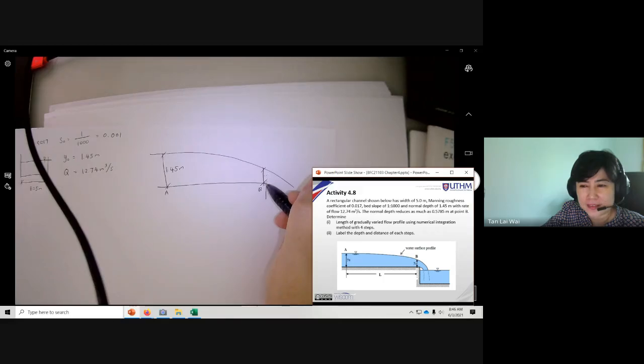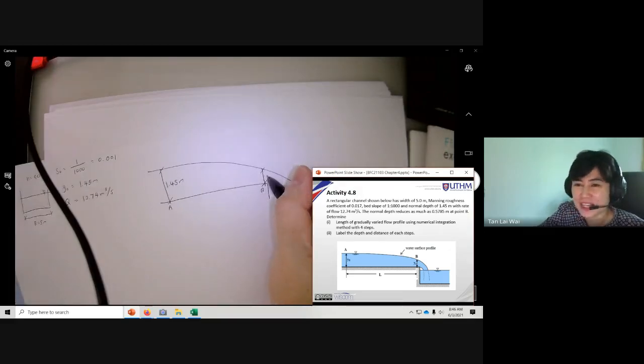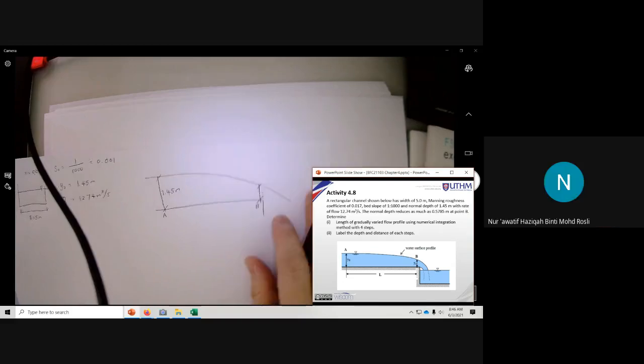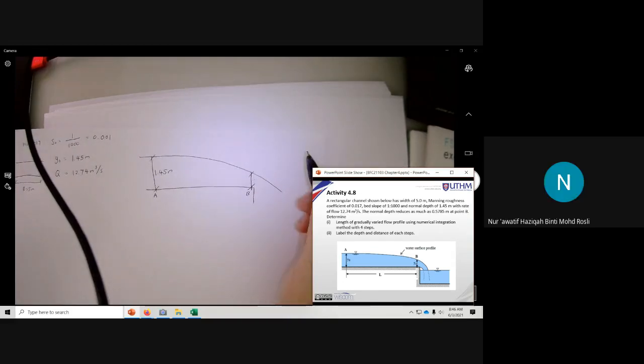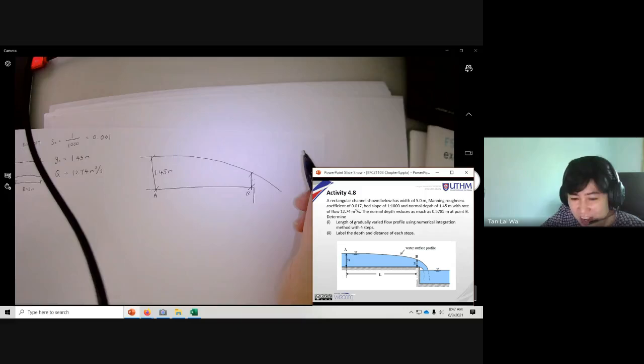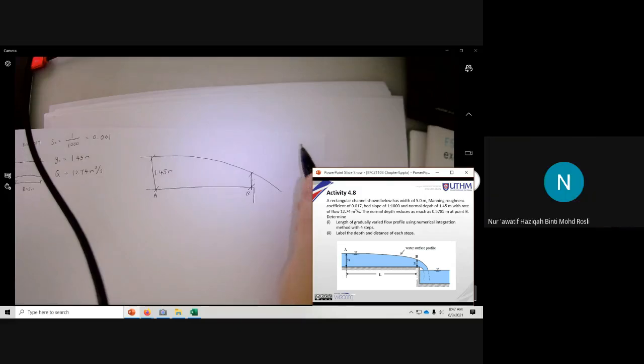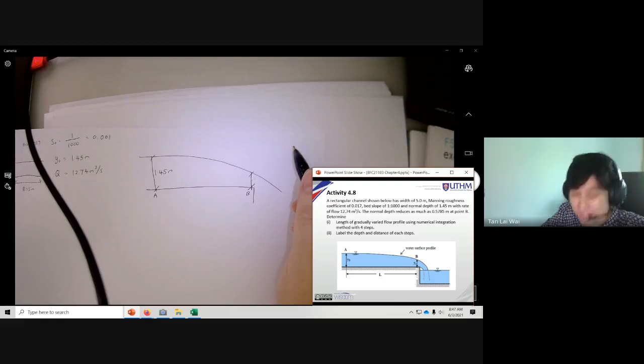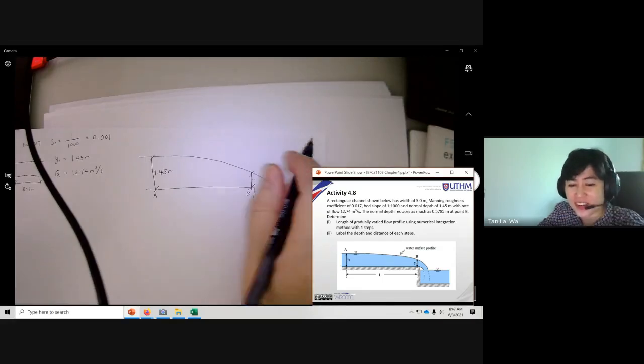Awati, are you there? Yes, doctor. What would be Y at B? Is it 0.8715? Yes, correct. How did you get it? Because in the question it says the normal depth reduces as much as 0.5785, so subtract it. Correct. Because it doesn't say reduce to 0.5785, it says reduce as much. Alright, good.